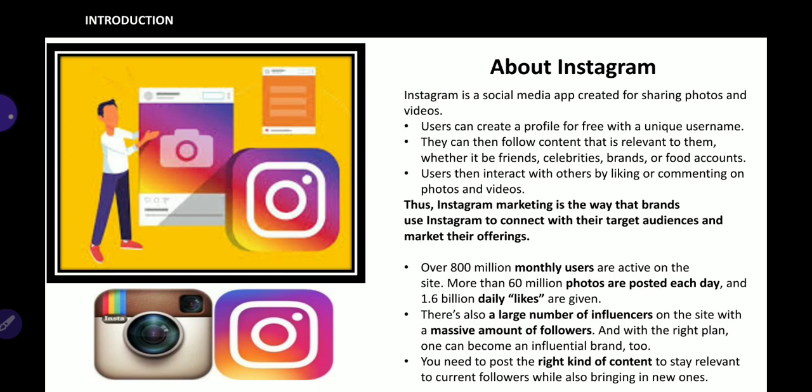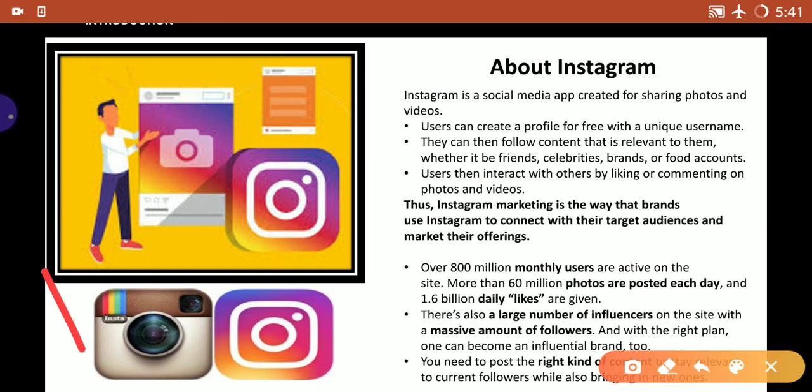So the golden rule is applicable here again: the right kind of content is very important to keep current followers and also bring in new ones. Now, talking about the evolution of Instagram. As you see in the image here, the logos have changed with time, and with time they have added the newest features, which has improved its day-to-day performance and got people hooked on these social media platforms.